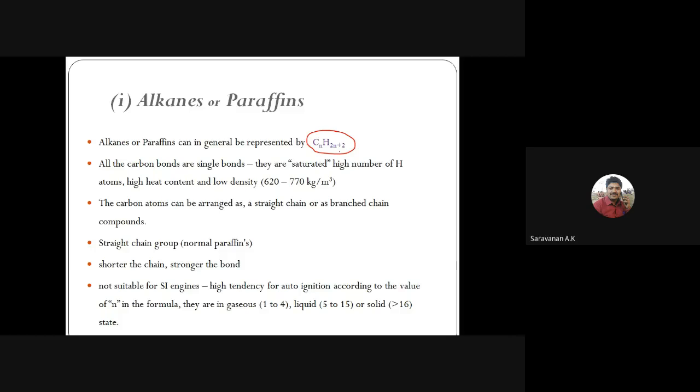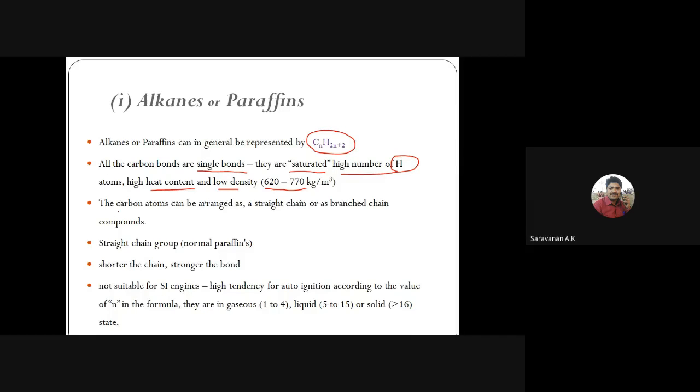So first we can see the alkanes or the paraffins, represented by Cn and H2n+2, right? All the carbon bonds are single bonds, and they are saturated, with a high number of hydrogen atoms, and the heat content is high. The density will be lower, with values around 620 to 770 kg per meter cube.